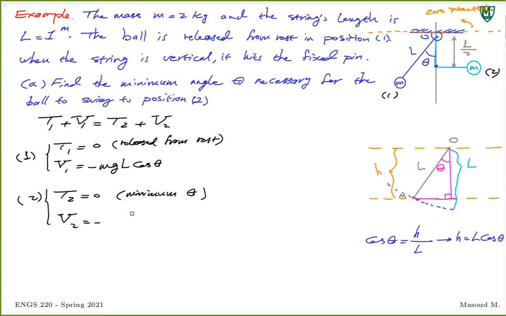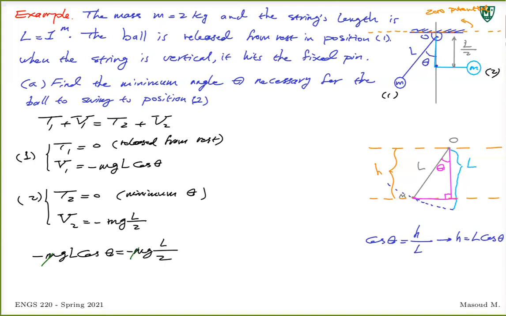I can write it probably better. Minus mgL over 2. Now just put these two together. Right? T1 + V1 is equal to T2 + V2. So we will get minus mgL cosine theta is equal to minus mgL over 2.